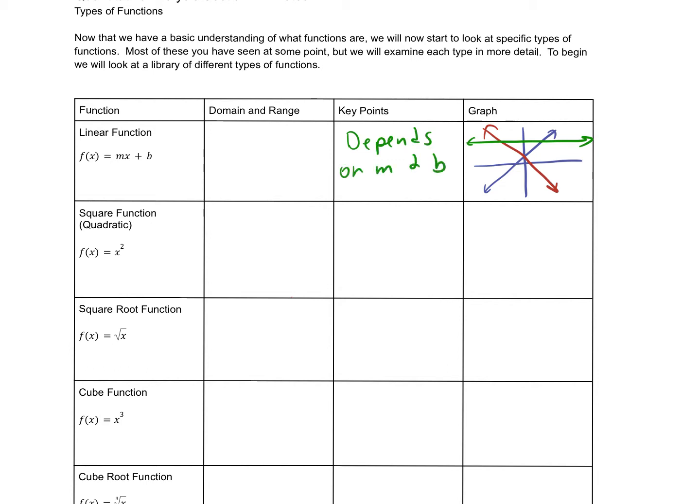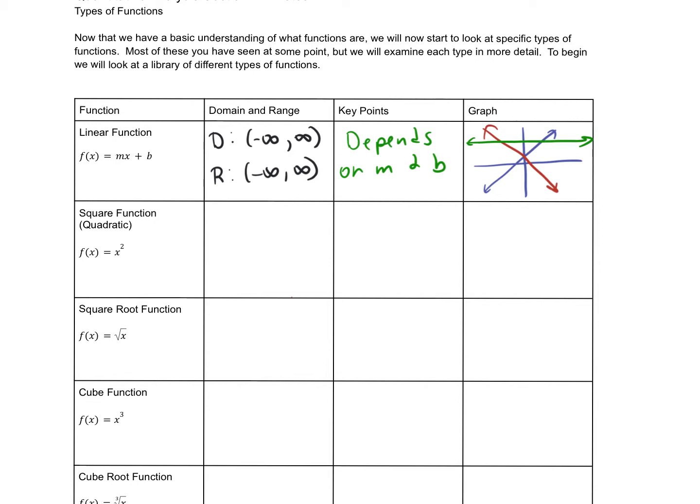So in general, we don't really have key points for this one, but I do know the domain and range for a line is infinite because it will go forever in both directions, negative infinity to infinity, and it will go down to negative infinity and up to infinity. So that is always going to be true. Now for the rest, I'll be able to find some pretty easy key points that we can use as a basis for future stuff.